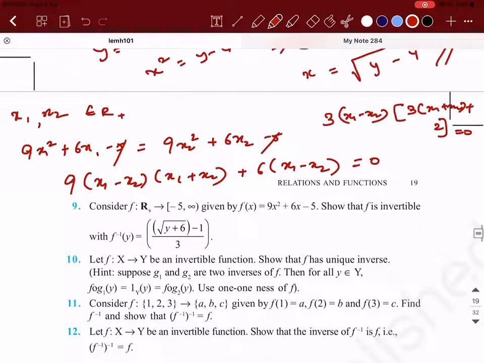Now observe, where do x1 and x2 come from? Positive real numbers. So positive real numbers means this is a sum of all positive numbers, which can never be 0. So from this, I can conclude that x1 minus x2 is 0. From this, we can say x1 is equal to x2. So what did we prove? That it is a one-to-one function. Okay. Then what about onto?